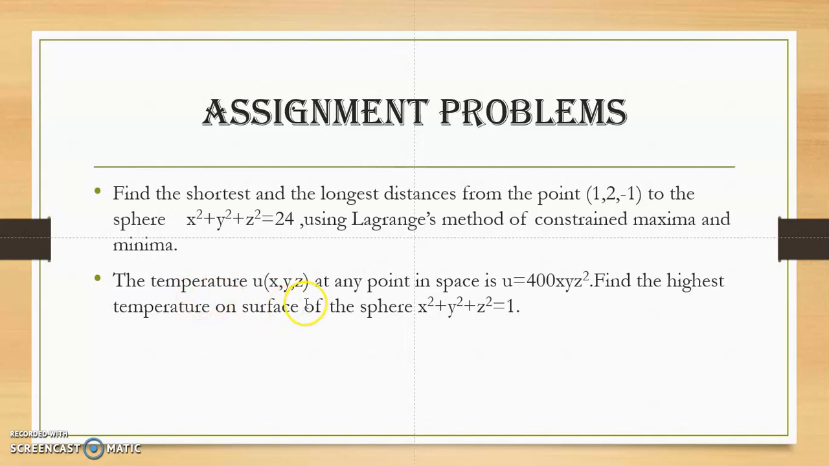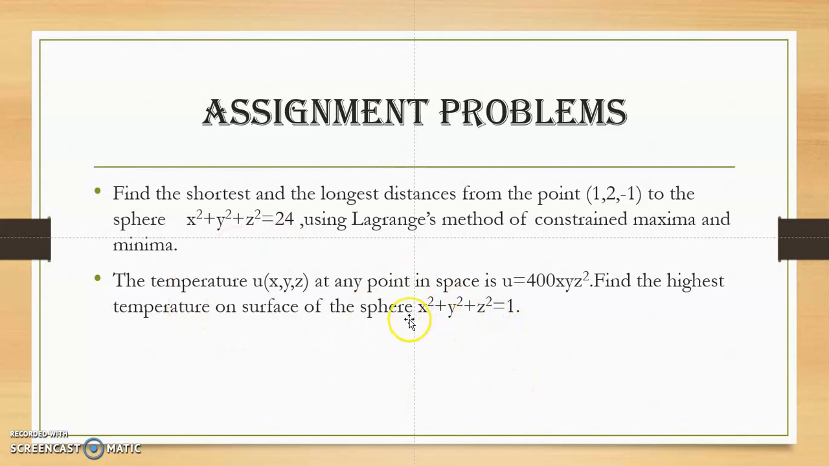Next problem, the temperature u of x, y, z at any point in the space is given. Find the highest temperature on the surface of the sphere x square plus y square plus z square equals 1. Here also the unit sphere is given. Here the temperature is also given. That is, we are going to find the highest temperature on the surface. So here write the auxiliary function as 400 x y z square plus lambda into x square plus y square plus z square minus 1. So that is the auxiliary function.